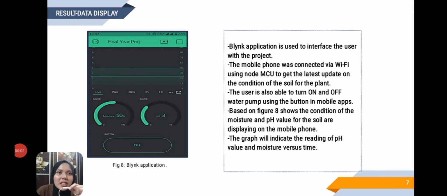Okay, for the data display, the Blynk application is used to interface the user with the project. The mobile phone is connected via Wi-Fi using NodeMCU to get the latest update on the condition of the soil for the plant. The user is able to turn the water pump on and off using a button in the mobile app. Figure 8 shows the moisture and pH value of the soil displayed on the mobile phone. The graph indicates the readings of pH value and moisture versus time.